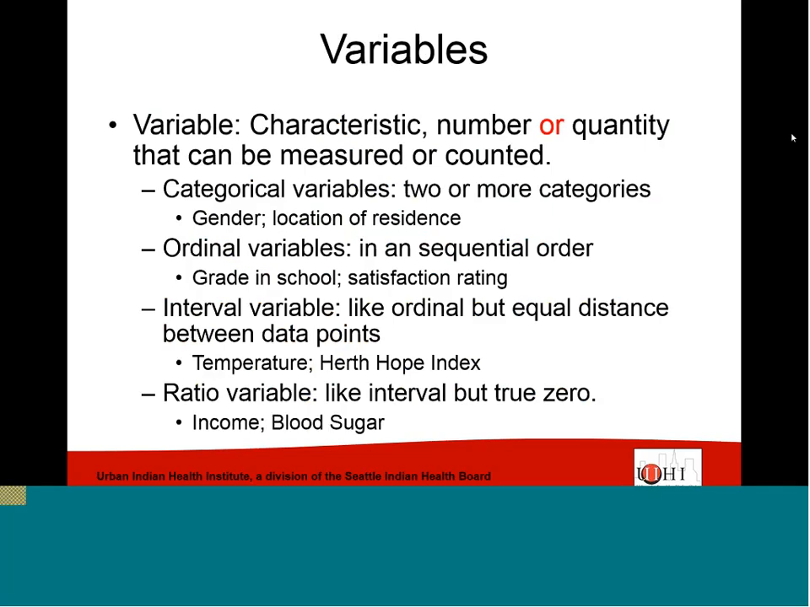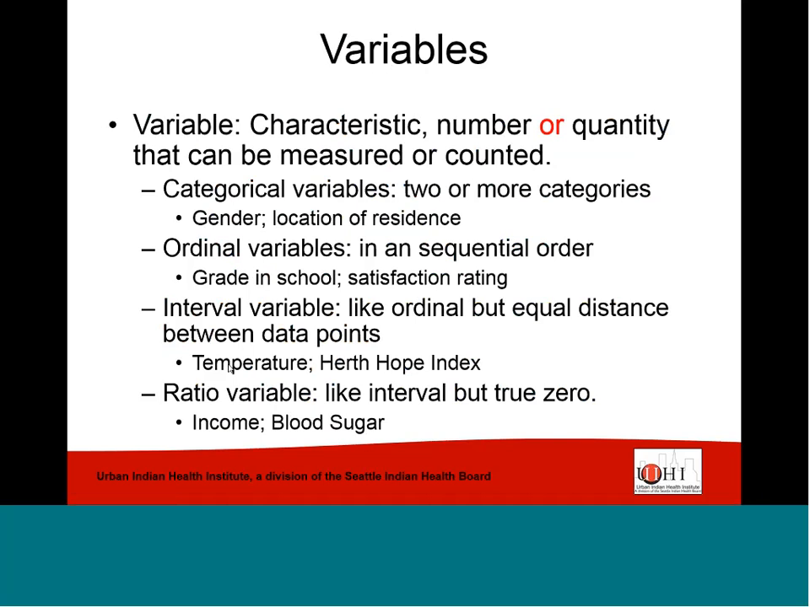So I've also started using this term variable, and I want to make sure that everyone understands that when you're aggregating data, you're aggregating it according to variables, and what a variable means. A variable is really a characteristic, a number, or a quantity that can be measured or counted. There are several types of variables, and it's important to know what type of variables you have in your data set, and this will help you determine what type of statistics you can run on that data as you're working on data analysis.